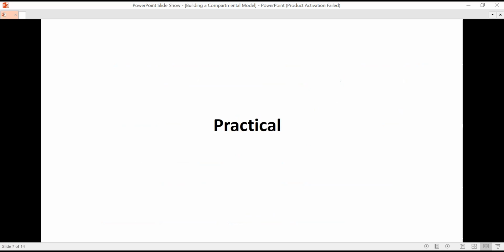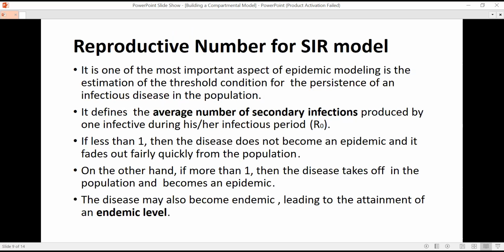So let's say then we dive into the practical. But before the practical, we'll just touch on about 4 slides on the reproductive number, which is an important component in quantifying whether there will be an outbreak or not. This is one of the most important aspects of epidemic modeling. It estimates the threshold condition for persistence of an infectious disease in the population.